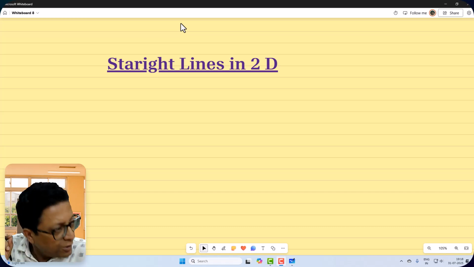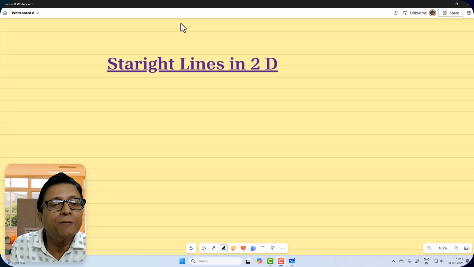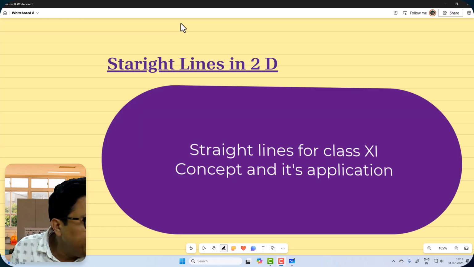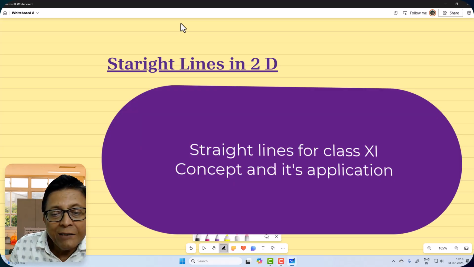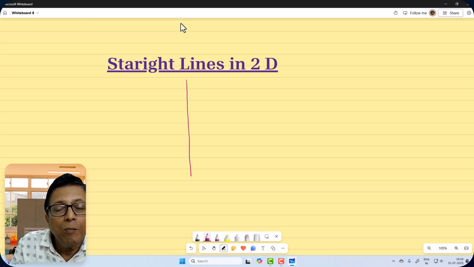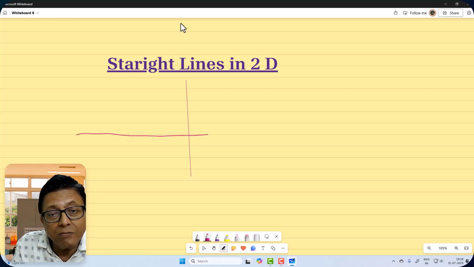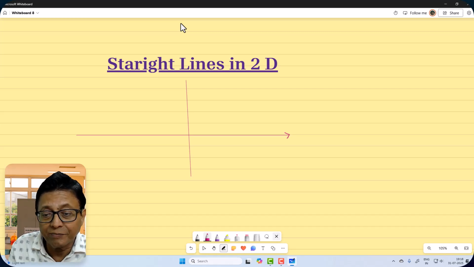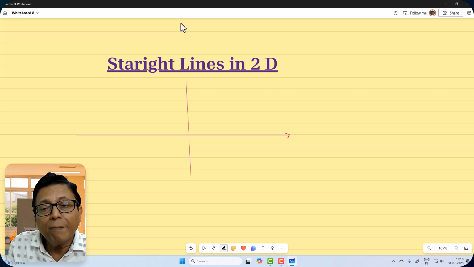Straight lines in 2D starts with the concept of the topic you have already completed in class 10. If we start from the beginning, this is a straight line in 2D. A straight line may be there in 3D. In other higher dimensions, we will not be discussing. The 3D application and the concept you will find in class 12.